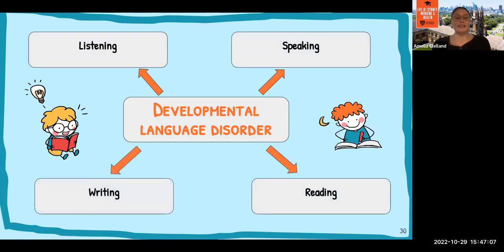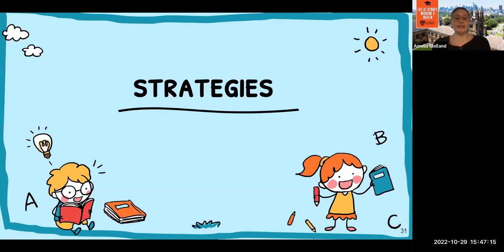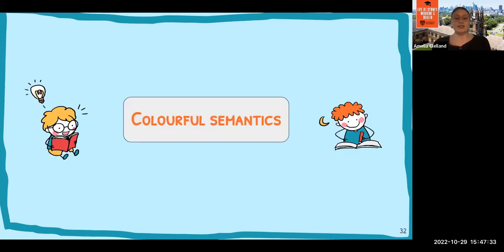We recognise that this creates a complex challenge for teachers to support students with developmental language disorder in the classroom. Given our focus on supporting sentence development for students across the primary school years, we would like to share a strategy that can be used to support students with developmental language disorder or any student who would benefit from support to build well-structured and meaningful sentences in their verbal and written expression. The strategy we would like to introduce is called colourful semantics.